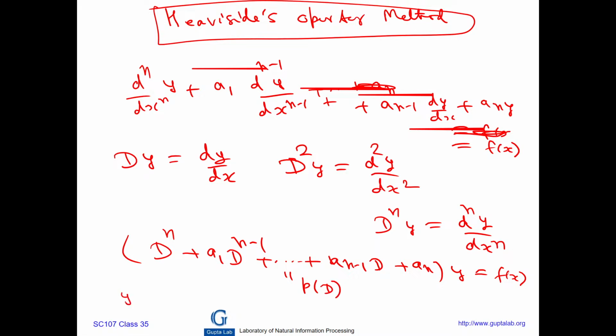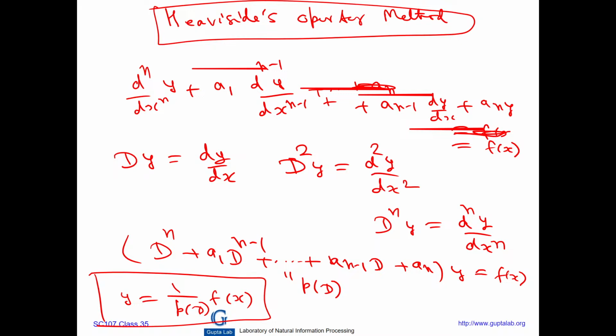So solution y is nothing but 1 over P of d times f of x. Now what do you mean by 1 over P of d? I am going to show you depending upon the structure of this polynomial, P of d. Suppose P of d is (d minus 1)(d minus 2), or suppose P of d is d minus 1. So essentially what is the meaning of 1 over d minus 1 of f of x? I can simplify and find a formula, and then I will use it quite often. Let us see how this operator system works.